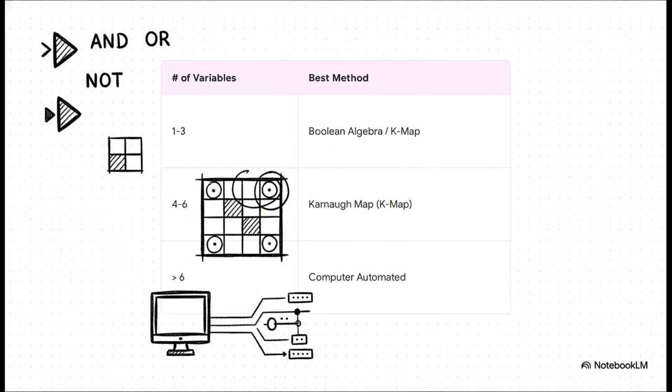This little table here is a great rule of thumb to follow. For really simple problems like 2 or 3 variables, honestly, either method is fine. But the K-map really hits its sweet spot between 4 and 6 variables. That's where it's just so much faster and safer than algebra. But once you get past 6 variables, yeah, the map becomes a bit of a monster, and it's time to let the computers take over.